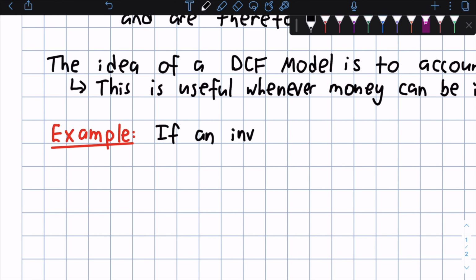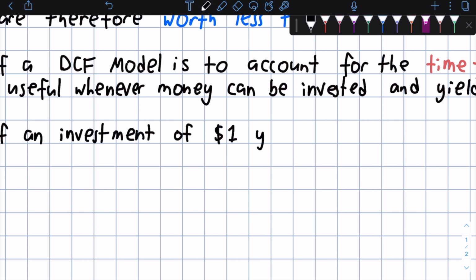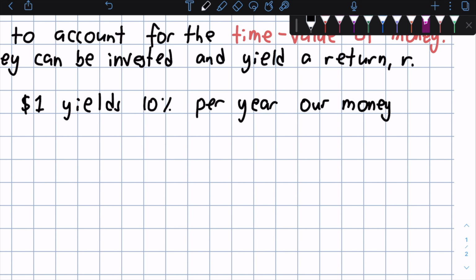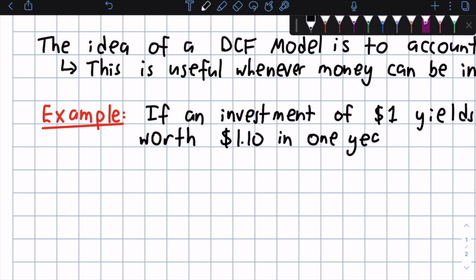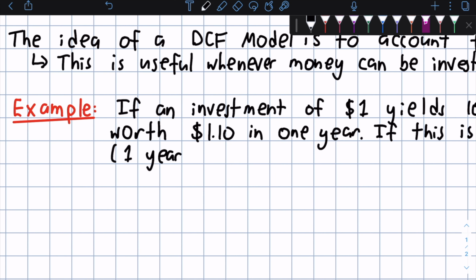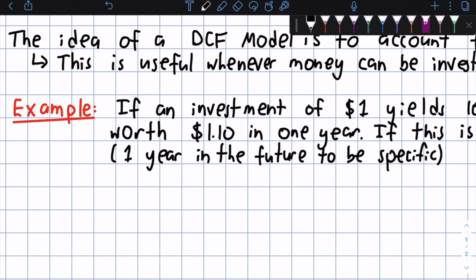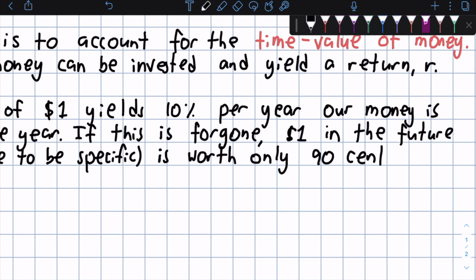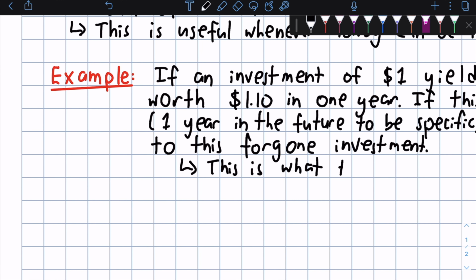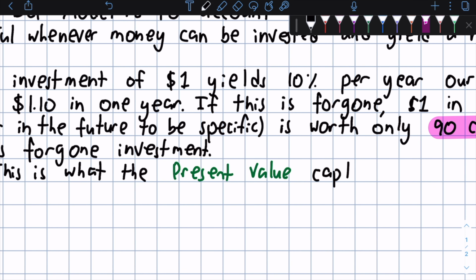So let's look at an example here. If an investment of $1 yields 10% per year, or R is 10%, our money is worth $1.10 1 year from now. But if we had forgone this, that $1 1 year in the future is worth only 90 cents due to this foregone investment. And this is what present value actually captures. It's that foregone investment opportunity.